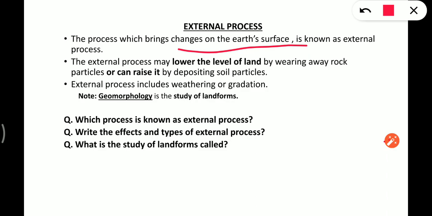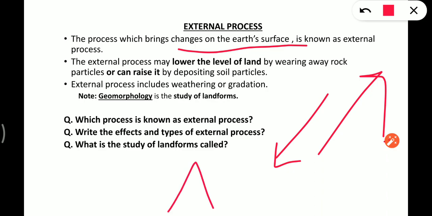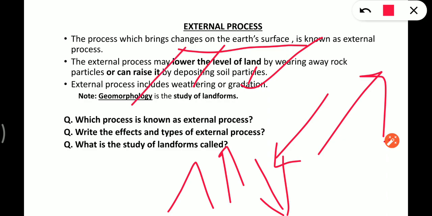Means external processes can be lowering the level of the land, or can be raising. For example, mountains are an example of raising the land level, and valleys, lowering the level of the land. Now external process includes weathering and gradation. We'll discuss these 2 things in the next class. Here we have geomorphology is the study of landforms. If you are studying the landforms, then it is known as geomorphology. I hope it is clear.